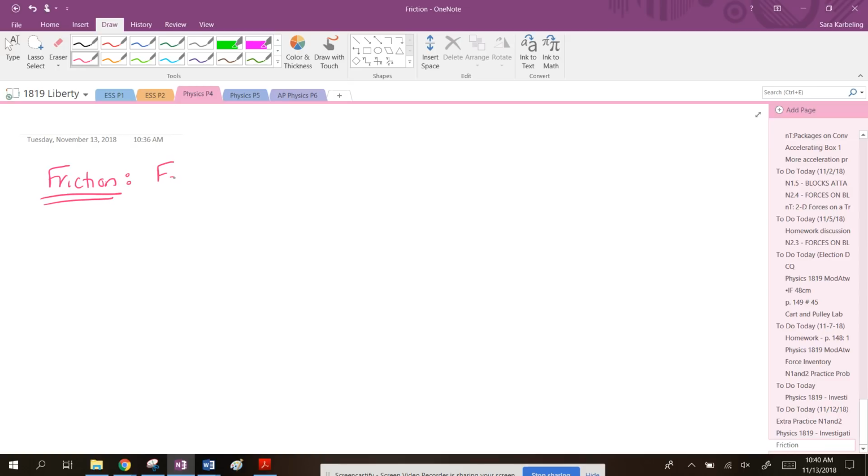Okay, it is a force of a surface on the object. It always acts parallel to the surface, and it always opposes the motion of an object.